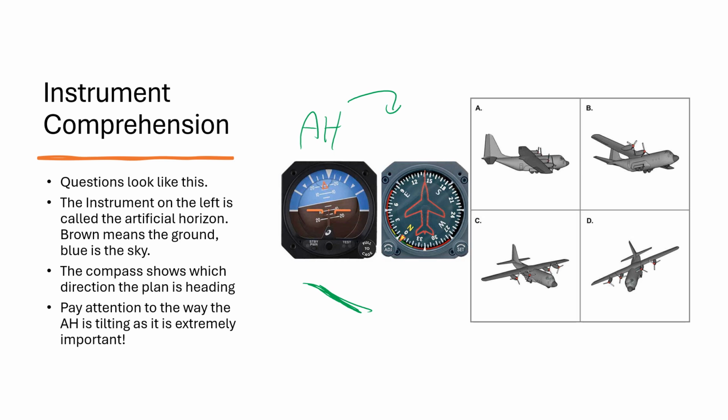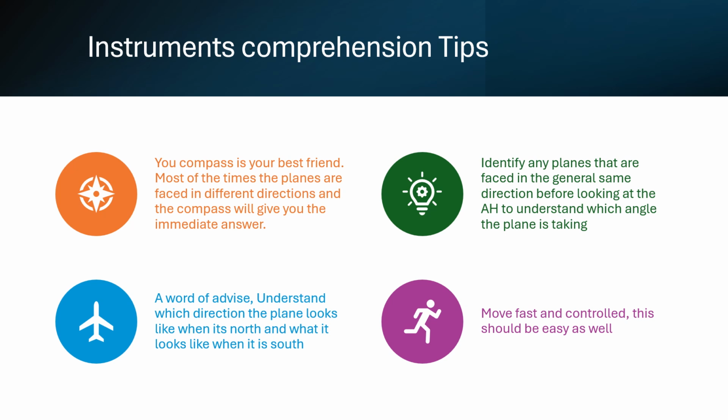In my opinion, I don't really think it's important to know how to use this H that much, because 9 times out of 10, these planes are faced in different directions. If you can figure out what the direction of the plane is, you don't have to figure out what tilt or what angle it's at, because there's usually only one plane that faces that direction. Like I said, use that compass first. Compass, compass, compass. If that compass doesn't work, or there's 2 in the same direction, then use your artificial horizon. But 9 times out of 10, you don't need to do it.